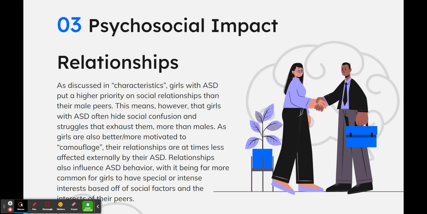Moving on to psychosocial impact. Girls with autism spectrum disorder often put a higher priority on social relationships and are often better at masking, as we discussed in characteristics. This often does mean that girls are more prone to hiding social confusion and they are less likely to seek support. However, it does mean that their relationships do appear on the surface more typical.